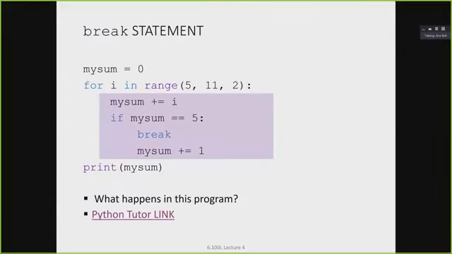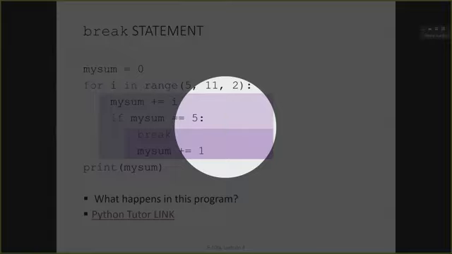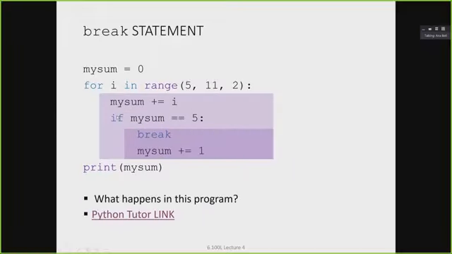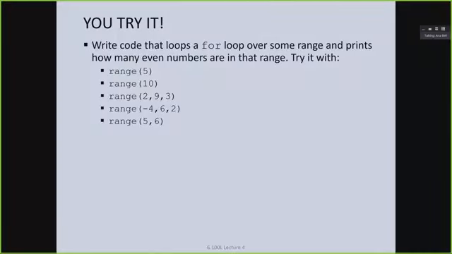Right? So there's the code block for the for loop, and this is the code block for the if statement. And the break breaks out of our loop, right, which is the lighter purple, not the if statement.